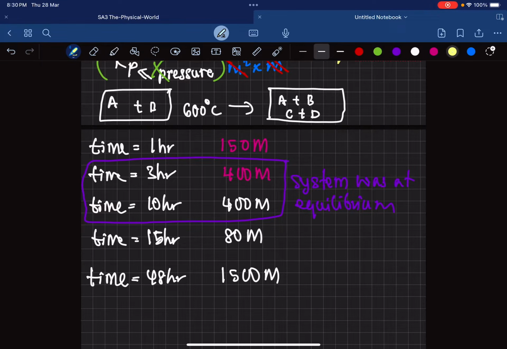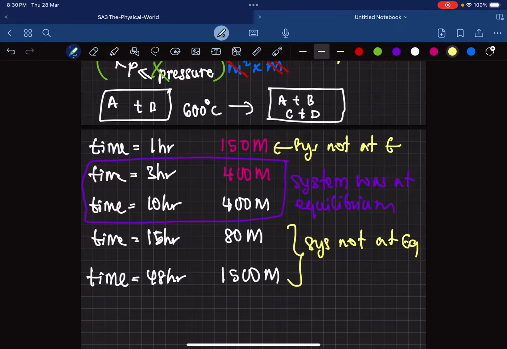This one, the system is not at equilibrium. This one, the system is not at equilibrium. Both of these are not at equilibrium. So these values, right, this one we call K. So K, this is K. This we don't call K, we call it Q.